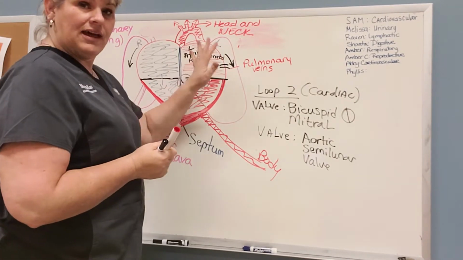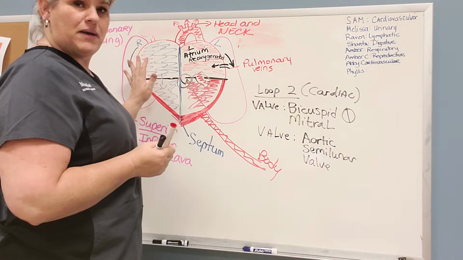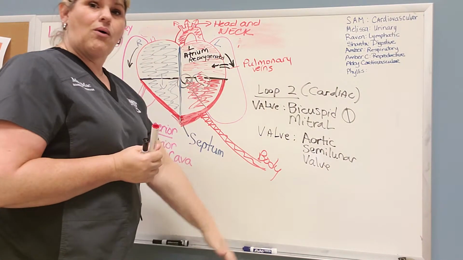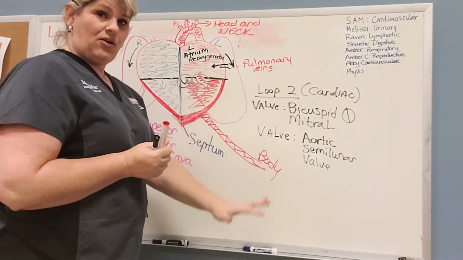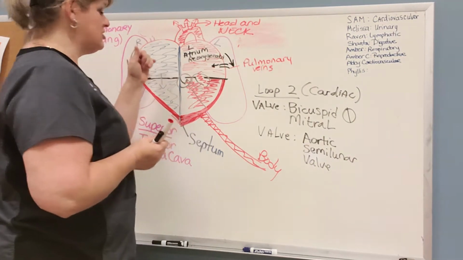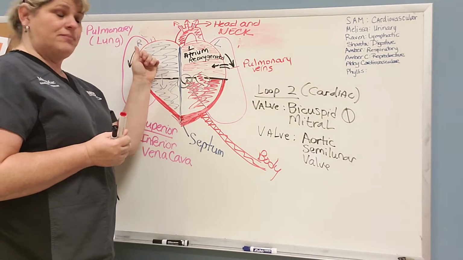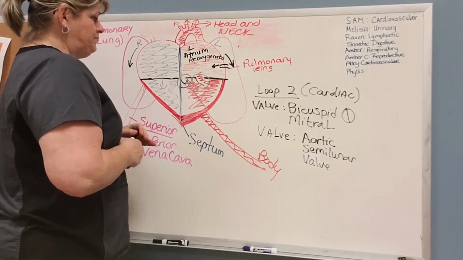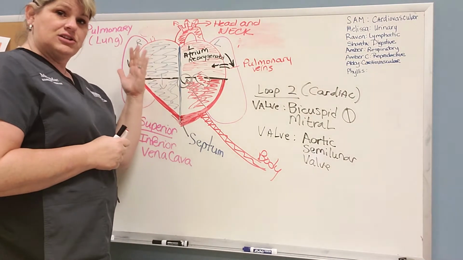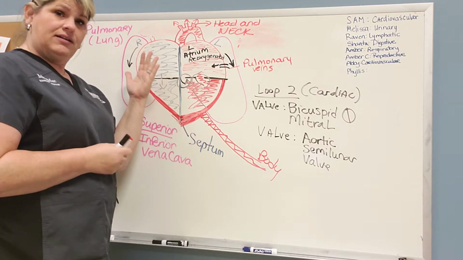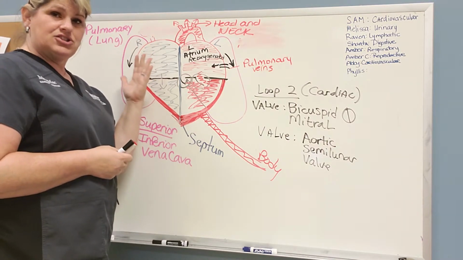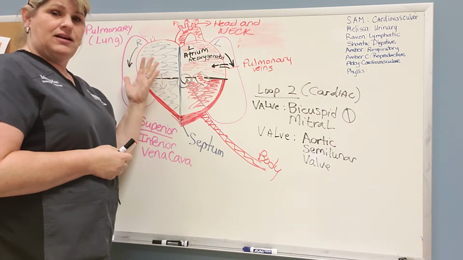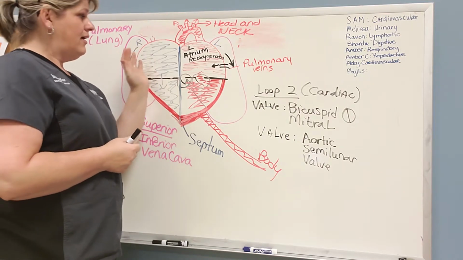It's only on the left side of the heart. It cannot cross back to the right. It has to go through the whole body to get all the oxygen out and then come back and start again as deoxygenated blood. All right, so right side is loop 1. That's the pulmonary side. That's the deoxygenated blood or oxygen poor blood.